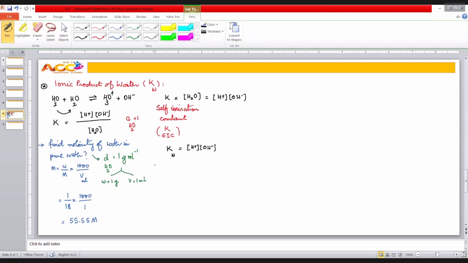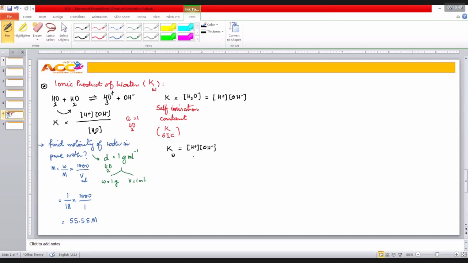Now, sir, what is the meaning of nature of water here? We are having water: Kw for rainwater, Kw for river water, Kw for tap water. As you change the nature, the sample of water, the Kw value changes. No, no, sir, it also depends upon temperature. Of course, it depends upon temperature also.